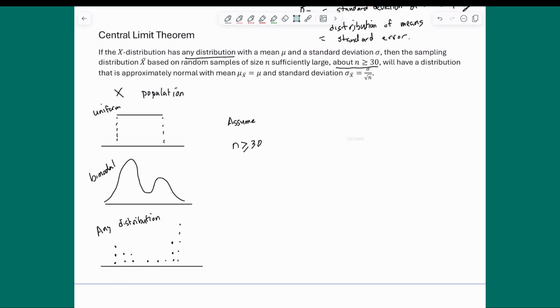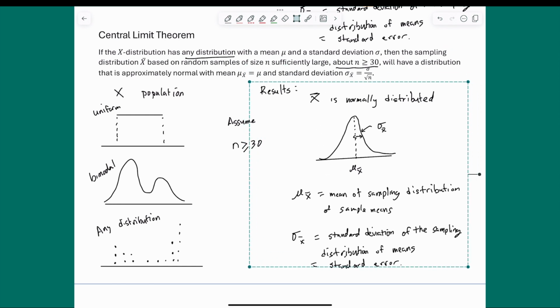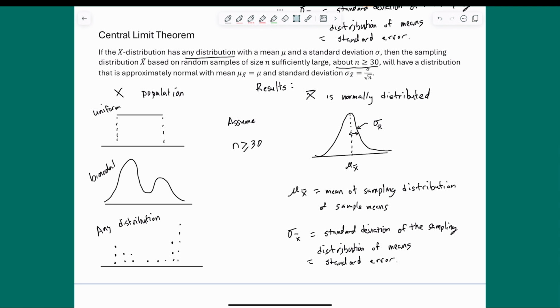Okay, and so if we meet that condition, then we get the same results from earlier: the shape of the sampling distribution of means is going to be normally distributed. In other words, it has this bell shape, and the mean of means is going to equal the population mean, and the standard deviation of the sampling distribution of means is going to equal the population standard deviation of X divided by the square root of n.